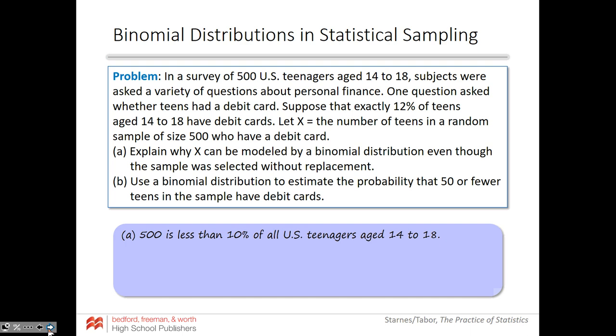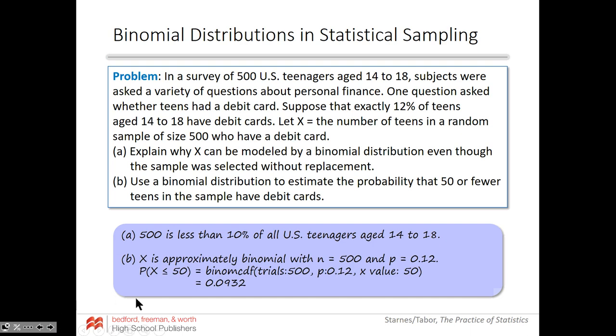So part B, use the binomial distribution to estimate the probability that 50 or fewer teens in the sample have debit cards. So that's the probability that X is less than or equal to 50, which is equal to binomCDF. Again, notice how these things are labeled really nicely, right? 500 is the number of trials, 0.12 is the probability of success, and we're looking for our x value of 50. So 0.0932. So there's a 9.32% chance that 50 or fewer teens in the sample have debit cards.